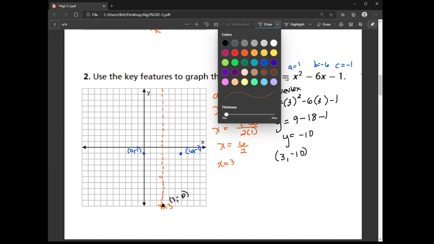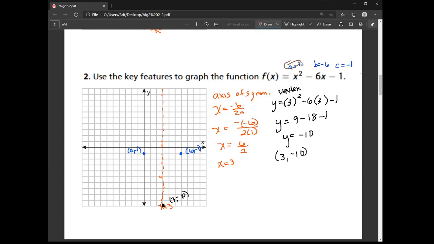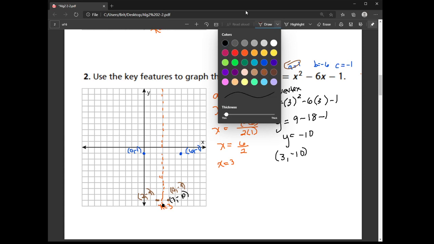Alright, and then I want 2 more anchor points. So I'm just going to use my A value to get those. That A value is 1. So when I go to the side by 1, I can go up by 1. So this one's at 2, -9, and this one's at 4, -9. And now I have my 5 anchor points to draw my graph.